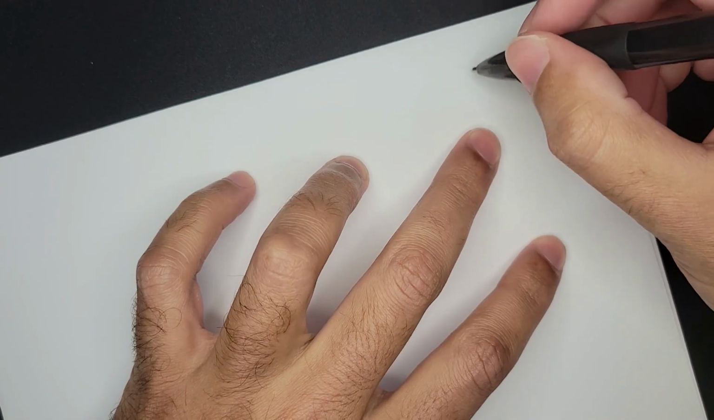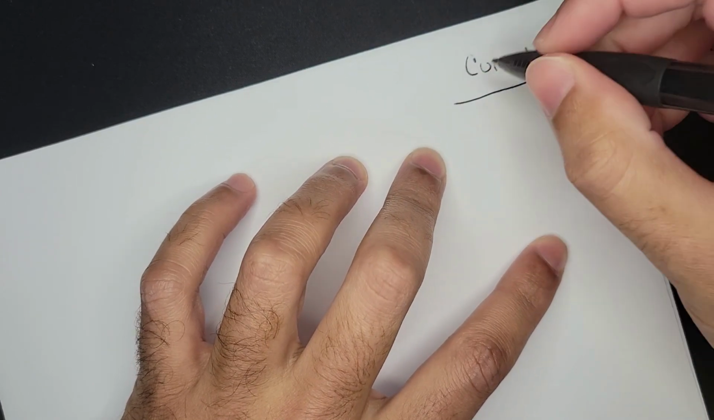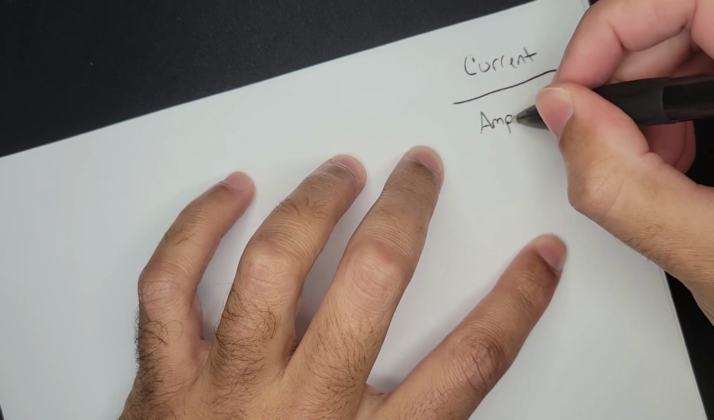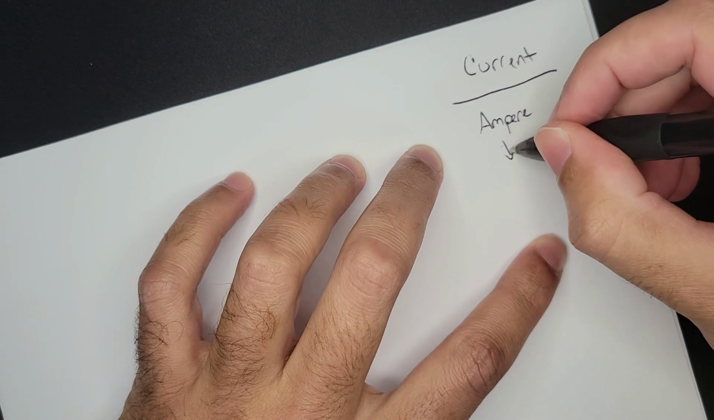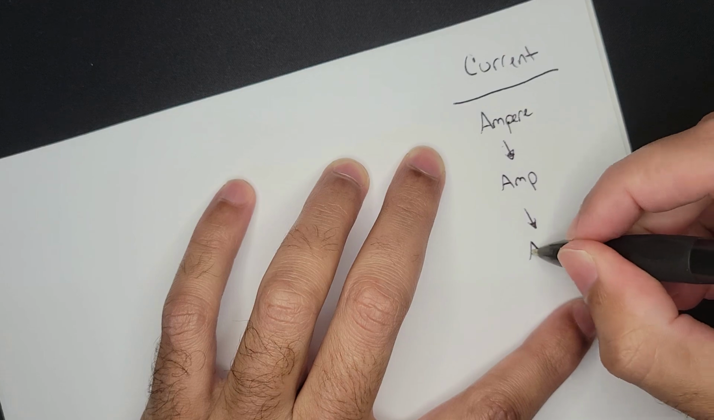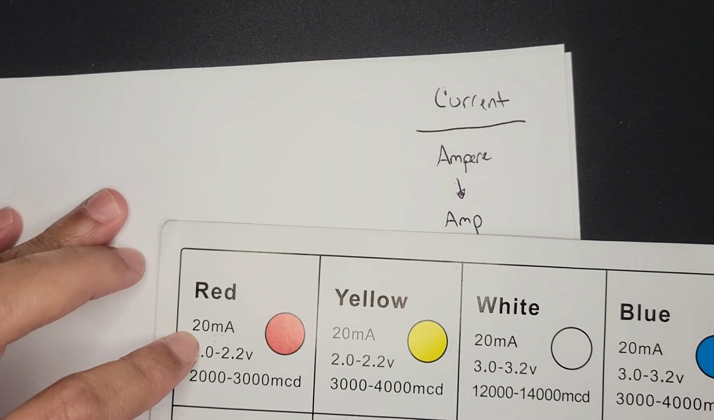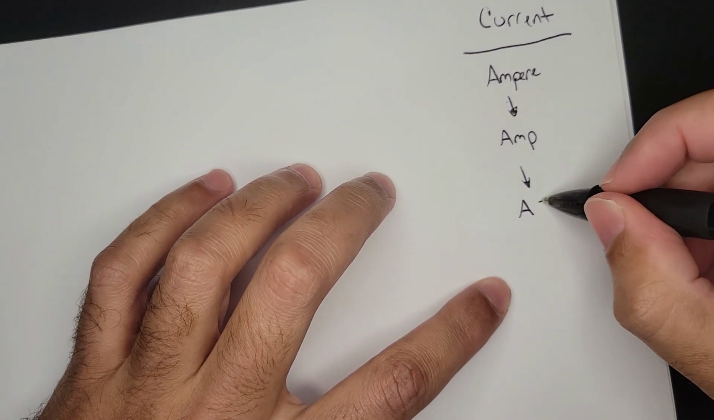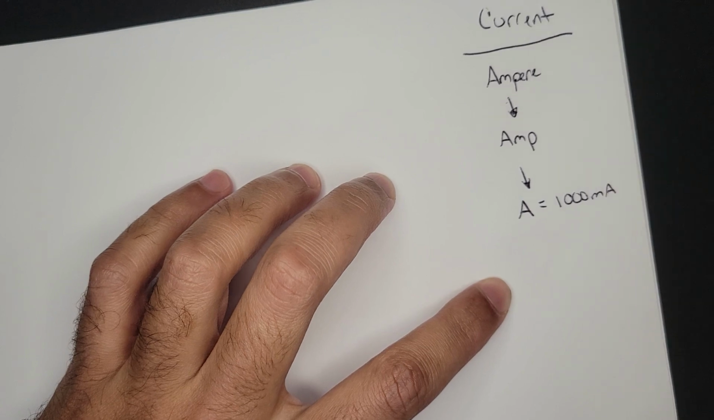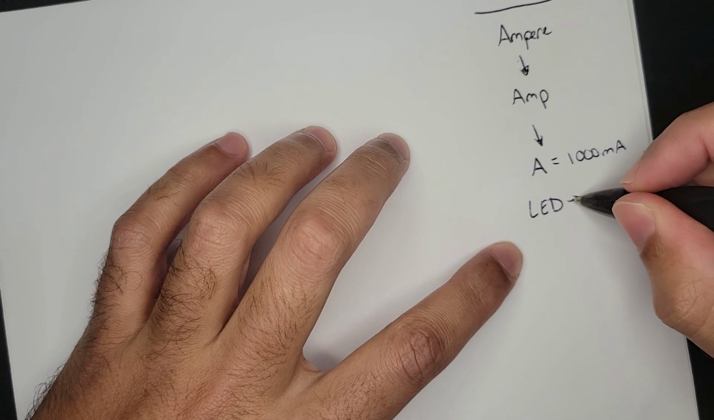An amp is a unit of current. So I'm going to put current here. And the unit of measurement is an amp. It's really an ampere, I think. So this becomes an amp, and it's abbreviated as A. Now, this LED only wants 20 milliamps. An amp, we could say, is equal to 1,000 milliamps. And our LED only wants 20.